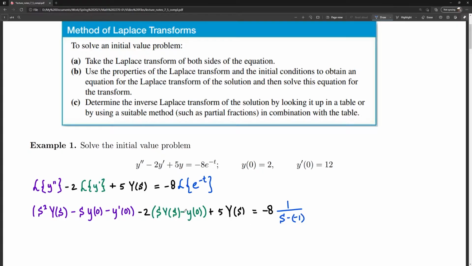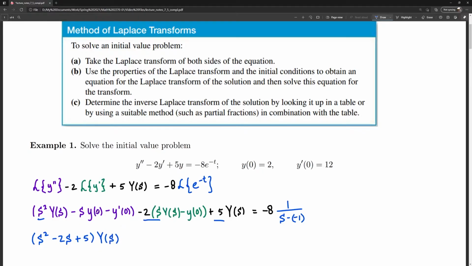Okay, so once we have that, we want to collect all the terms that have a Laplace transform of y. So we have an s squared here, and then we have a negative 2s here, and then a plus 5 here. So when we combine that, we get s squared minus 2s plus 5 times Y of s.